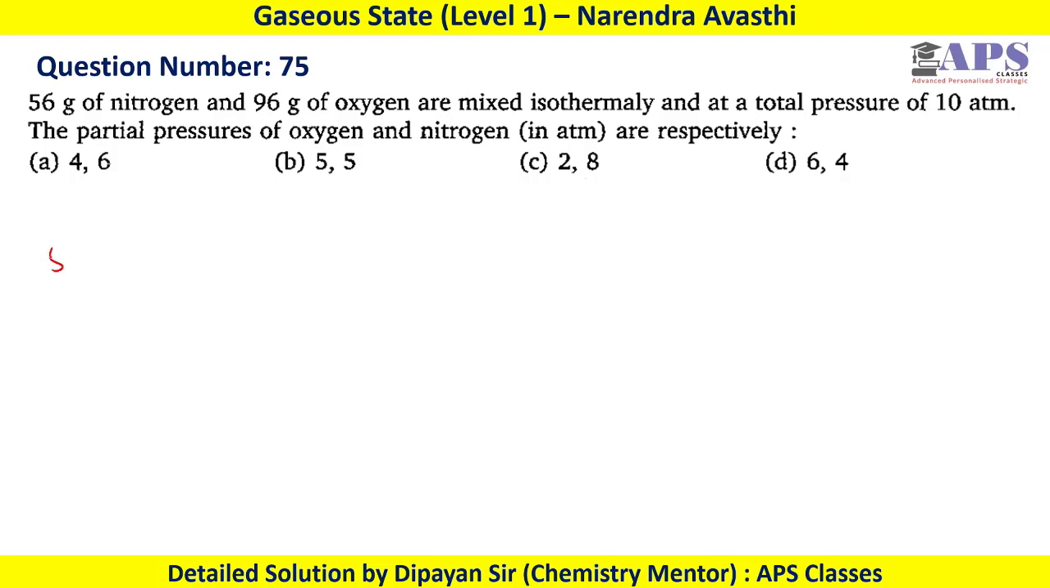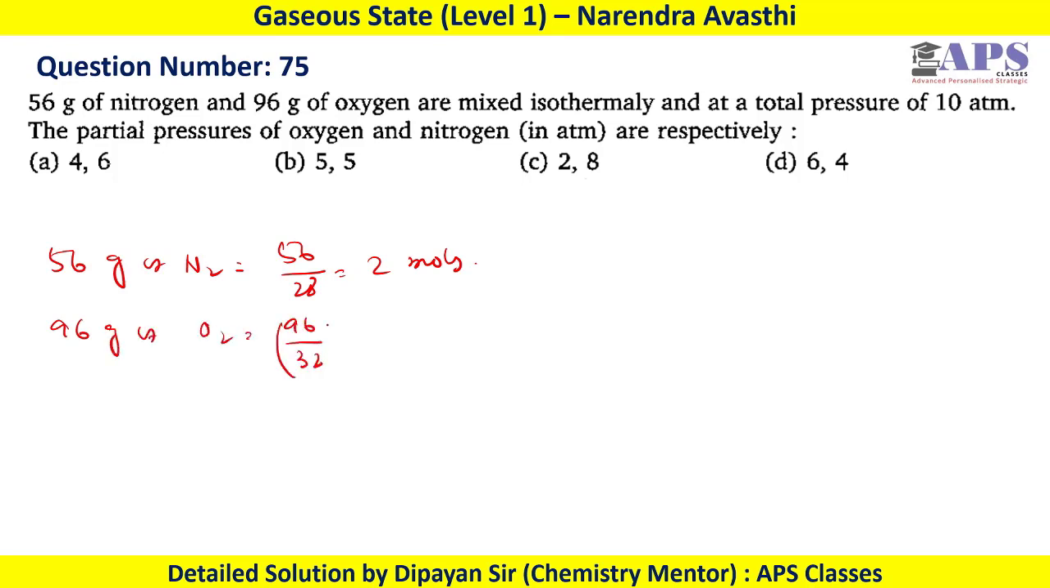So 56 gram of nitrogen equal to 56 divided by 28, that is 2 moles. 96 gram of oxygen, that is 96 divided by 32, that is 3 moles. So we have 2 moles of nitrogen gas and 3 moles of oxygen gas in the system.